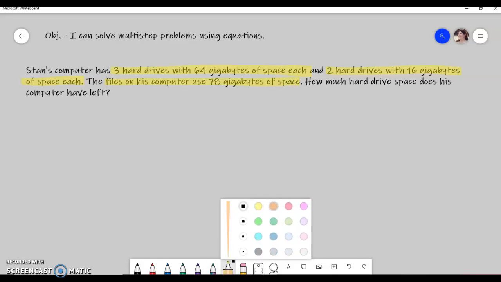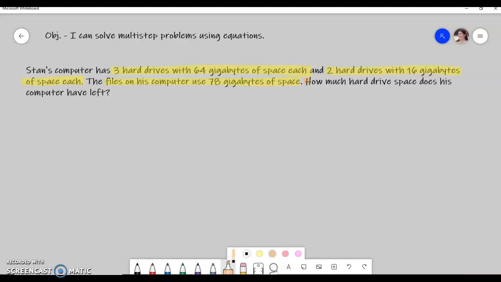Alright, last time we're going to look for our question. Stan's computer has 3 hard drives with 64 gigabytes of space each, and 2 hard drives with 16 gigabytes of space each. The files on his computer use 78 gigabytes of space. How much hard drive space does his computer have left? So what is our question? Right, how much hard drive space does his computer have left?